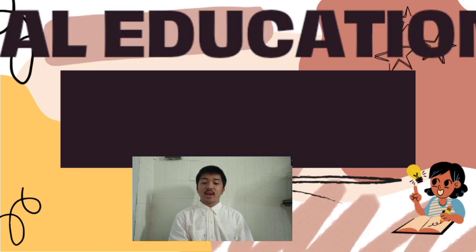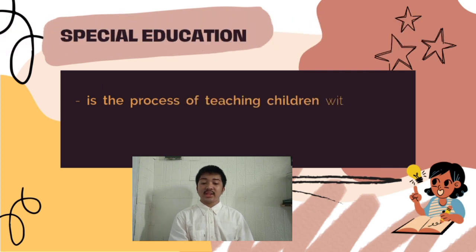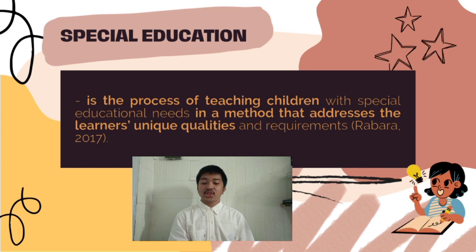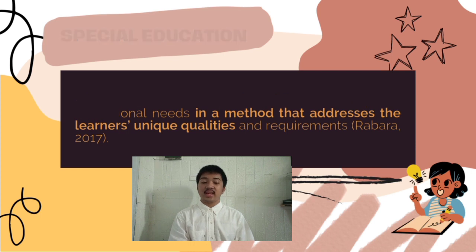Special education, also known as special needs education, aided education, vocational education, and limb care authority education, is the process of teaching children with special educational needs in a method that addresses the learner's unique qualities and requirements.